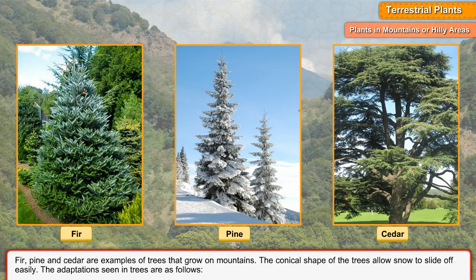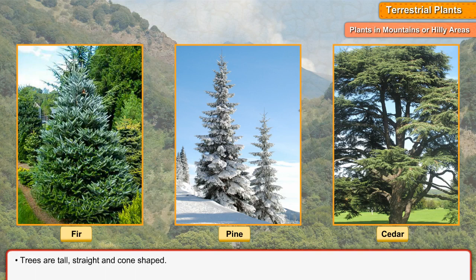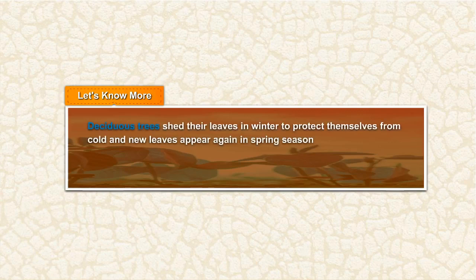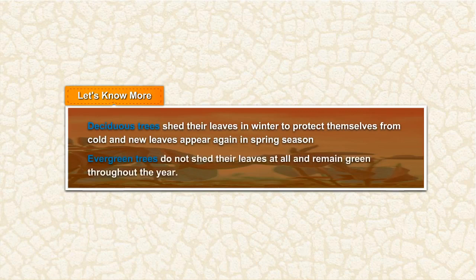The adaptations seen in trees are as follows. Trees are tall, straight, and cone-shaped. A few trees have needle-like leaves. Most trees are evergreen. Let's know more. Deciduous trees shed their leaves in winter to protect themselves from cold, and new leaves appear again in the spring season. Evergreen trees do not shed their leaves at all and remain green throughout the year.